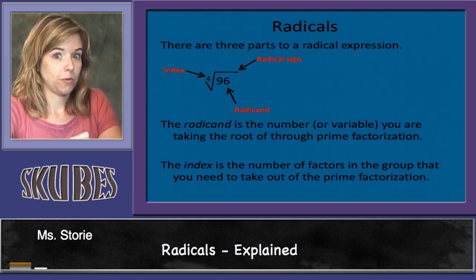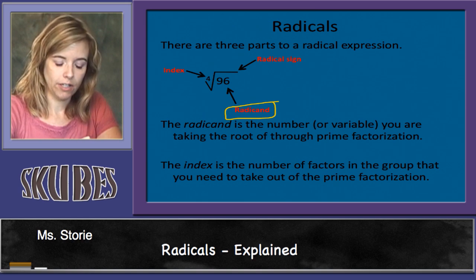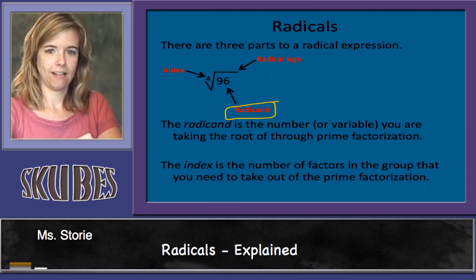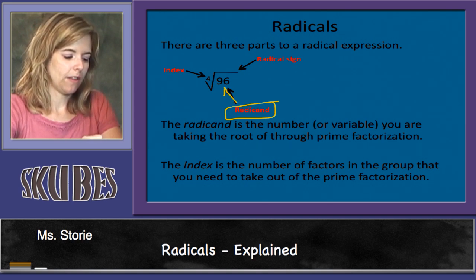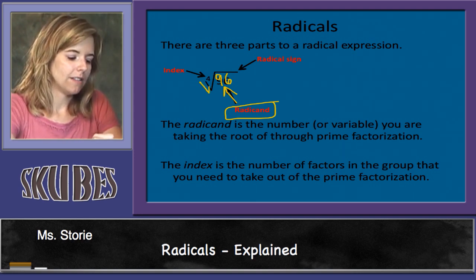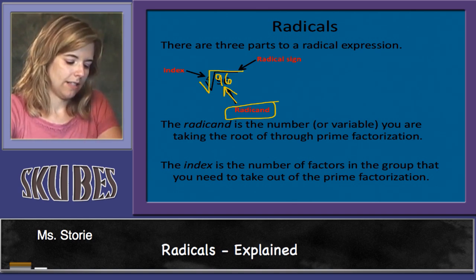Now there are three parts which we just talked about. The radicand specifically is the number, and it can include a variable that you are taking the root of through prime factorization. We'll talk about that in a second. But that radicand right there, the number 96, it's the number that's inside the radical sign. The second part is the actual radical sign. It's the check mark. And then the third part is the index.